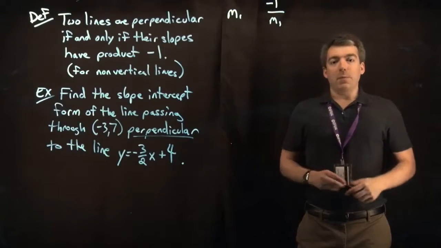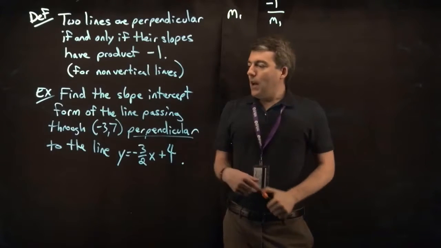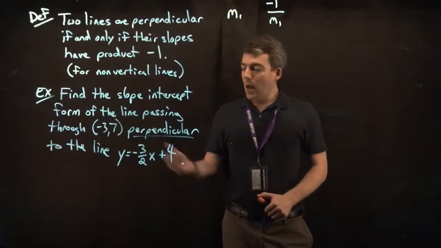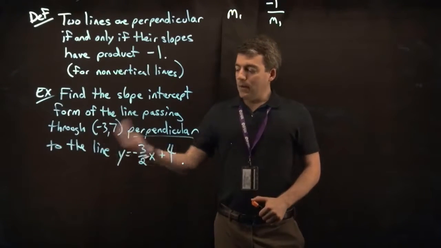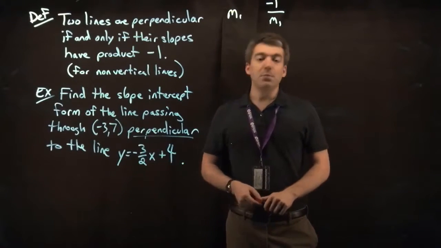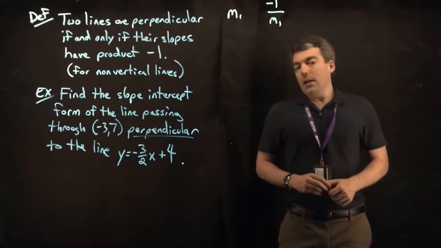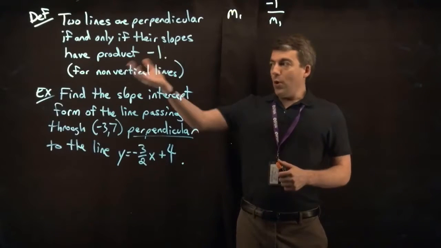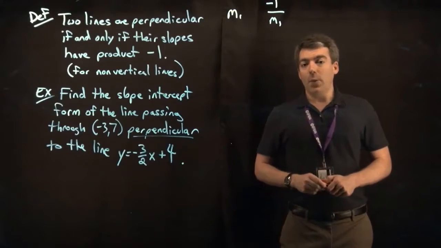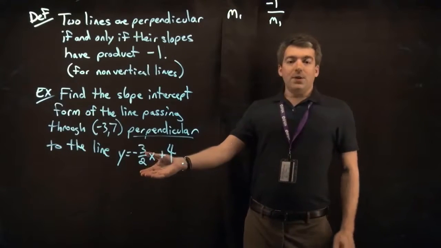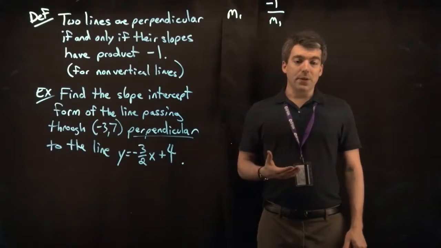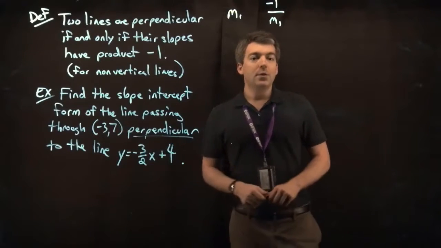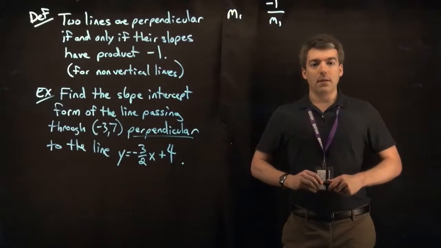All right, let's do an example with perpendicular lines. Let's find the slope-intercept form of the line passing through the point -3, 7, perpendicular to a given line, y equals -3/2 x plus 4. Since perpendicular lines have opposite reciprocal slopes, or in other words, their slopes have a product of -1, we'll need to identify the slope from this line, take its opposite reciprocal, and then use that slope with this point to write the slope-intercept form of the line.